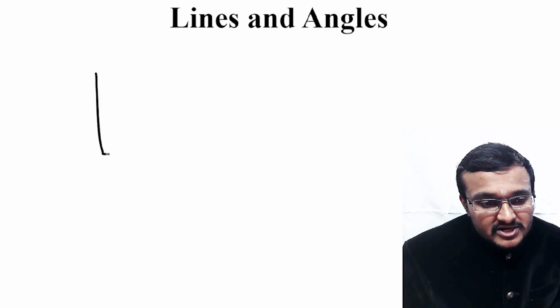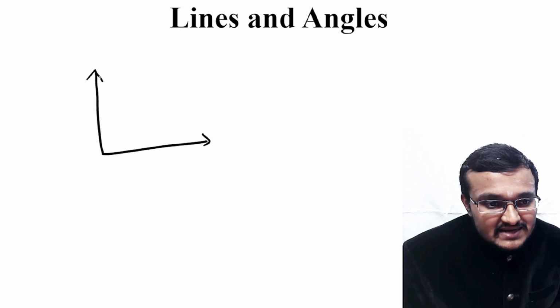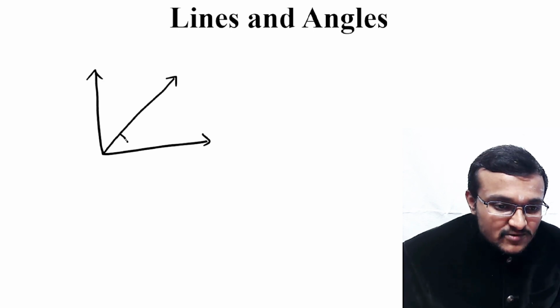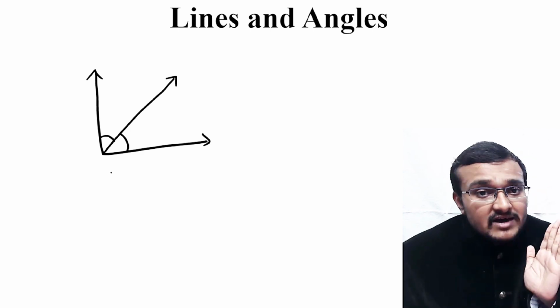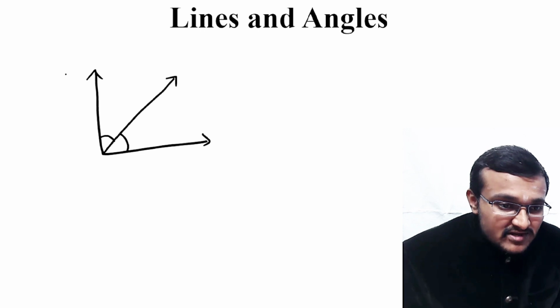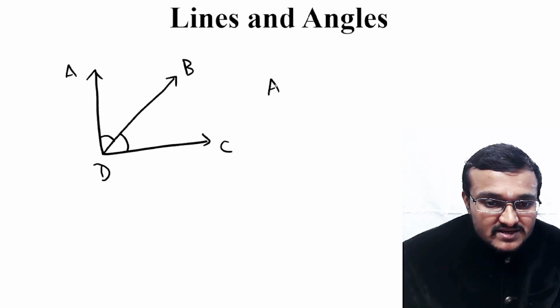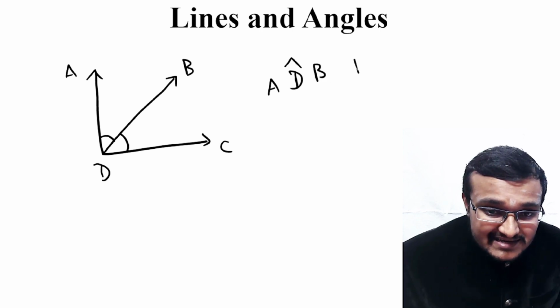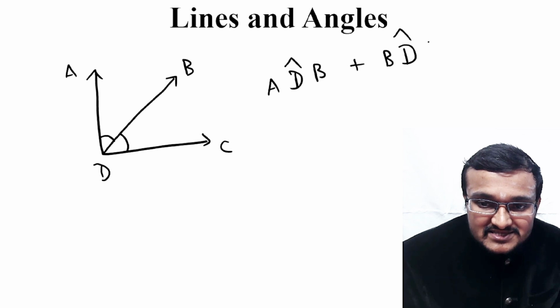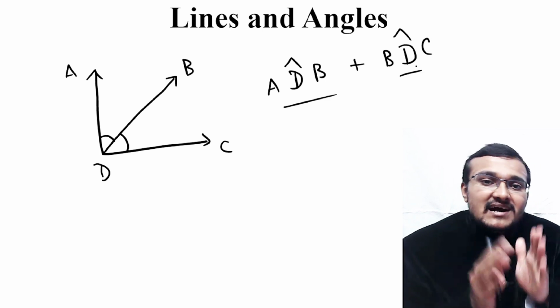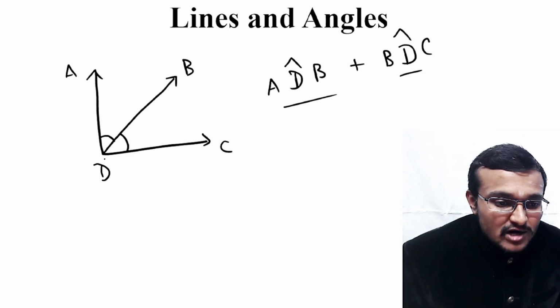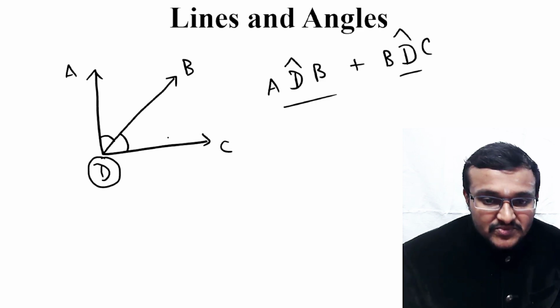Now I'll take a particular right angle like this, and there is one more ray passing from this vertex like this. So here one angle will be created and here one angle will be created. Here also a pair of angles is there. So let us call this also ABCD. So here ADB and BDC are adjacent angles because they have a common vertex, that is D.